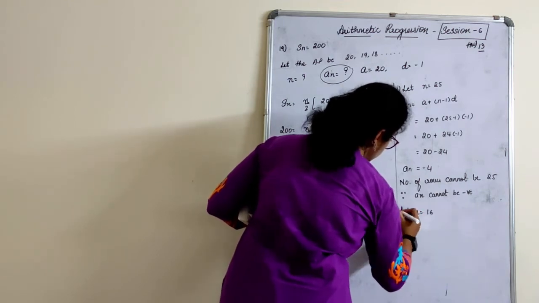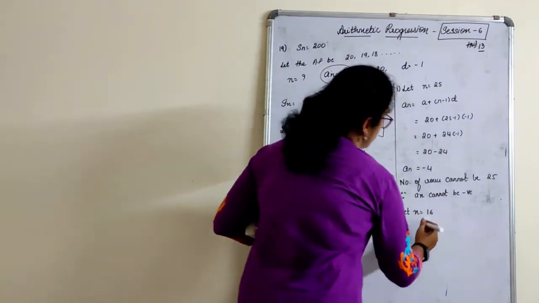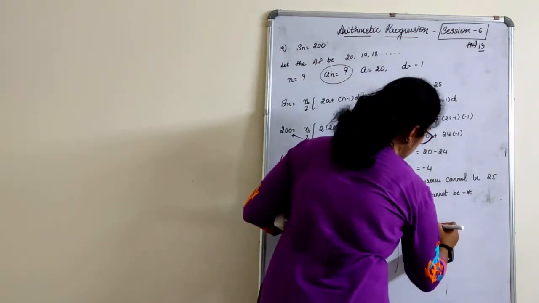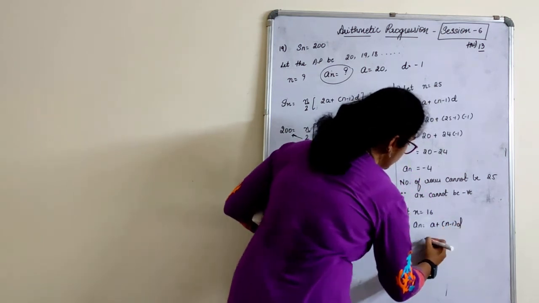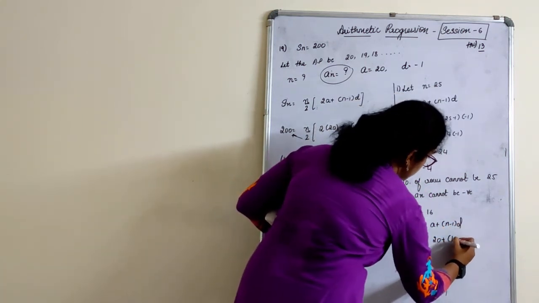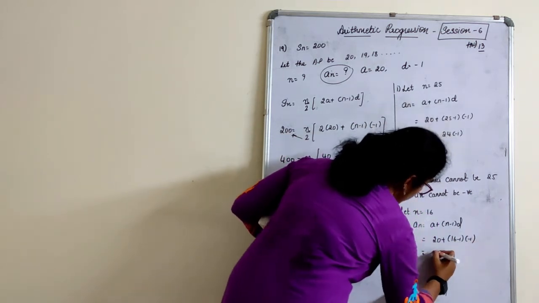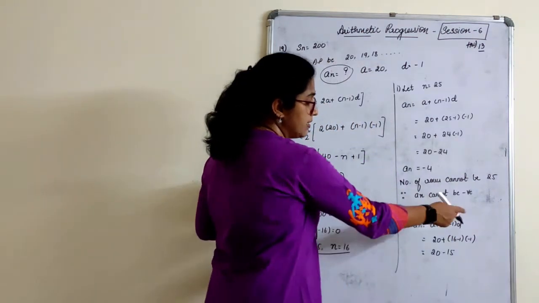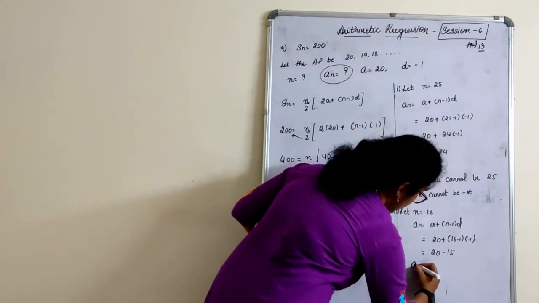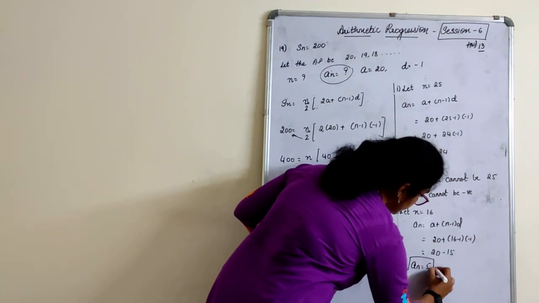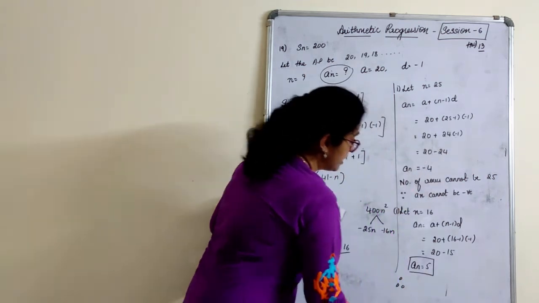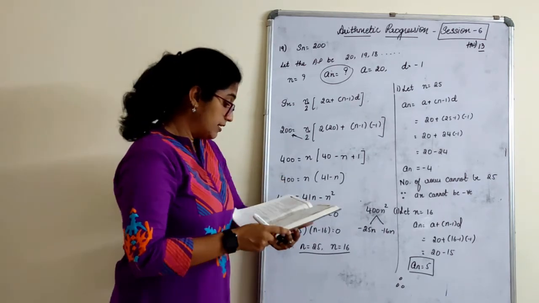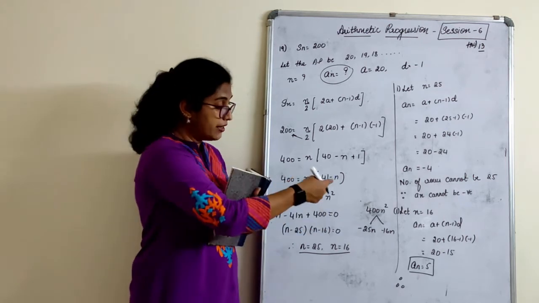Right? Let n is equal to 16. Of course, we have to get the answer here. So a16 also you can find, children. Anyhow, an is a plus n minus 1 of d. 20 plus 16 minus 1 of minus 1. 16 minus 1 is 15. 15 into minus 1 is minus 15. 20 minus 15, so an is 5. Conclude. Therefore, please give the conclusion. Therefore, number of rows are 16 and number of logs in the top row are 5.